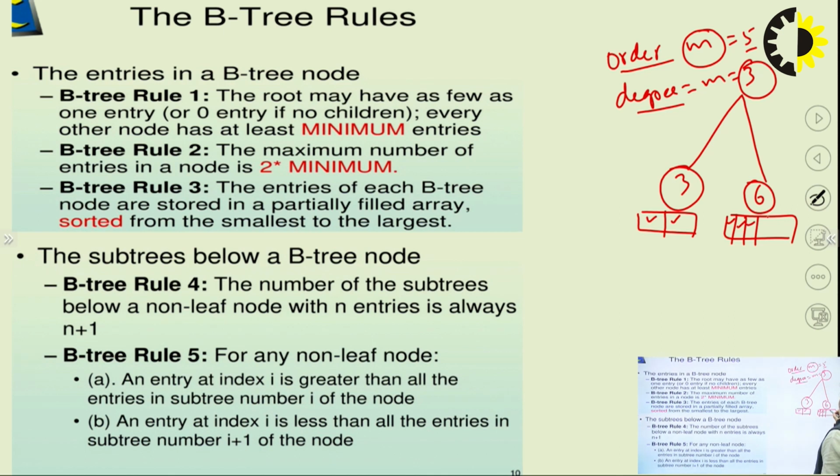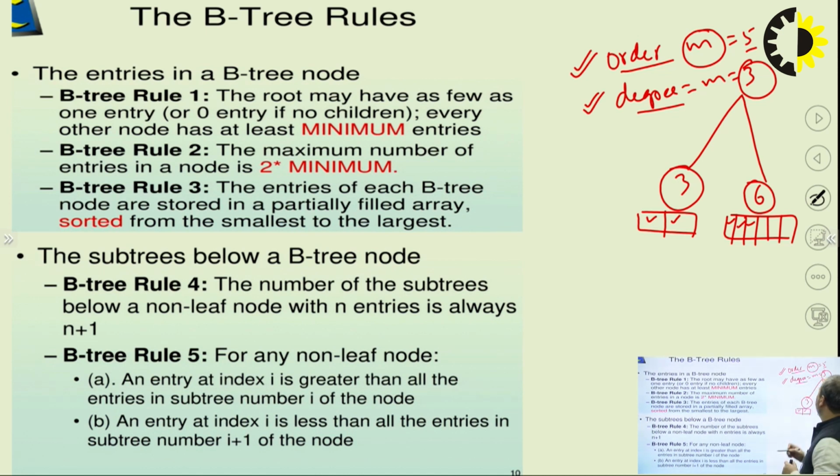1, 2, 3, 4 and 5, right? So the terminology which we require to solve the questions: one is order and second one is degree. Order means maximum number of child, right? Whenever order is given, this means maximum number. For example, if you say B tree of order 5, it means every node can have maximum 5 child nodes, right?